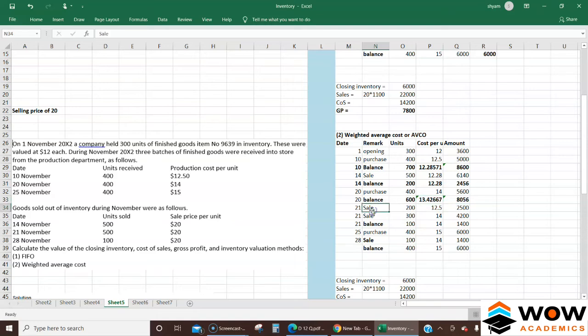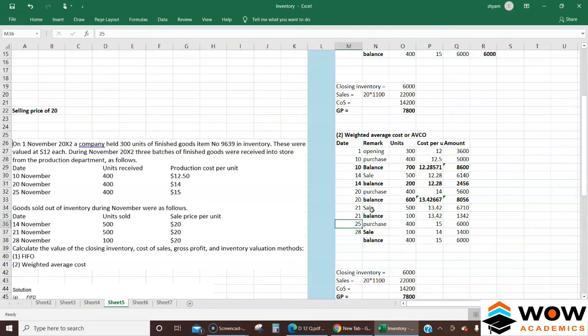So now we have a sale. So sale again we have for 500 units. So 500 units of sale should work out only at 13.42. So this has been sold. So again we have to balance. Balance that we have is 100 units at 13.42. This is the balance now.